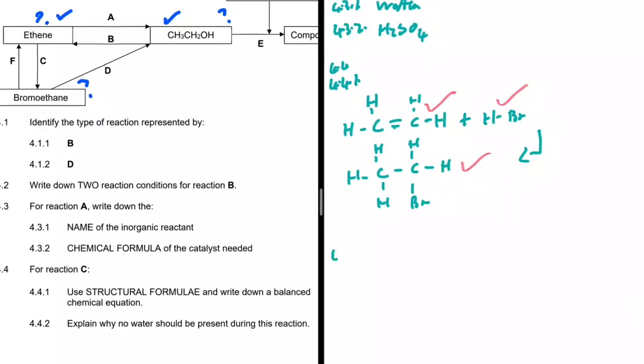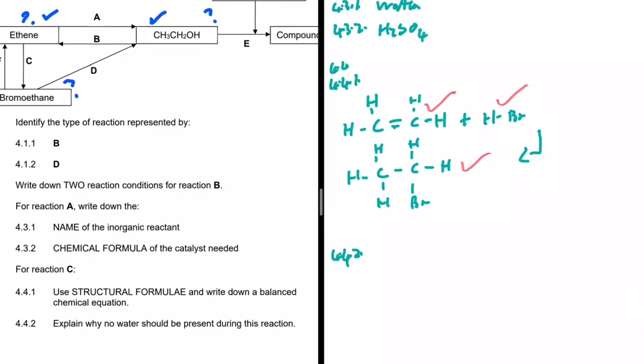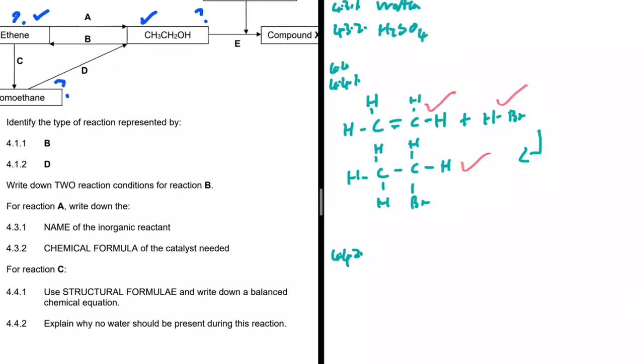Let's take a look at 4.4.2. Explain why no water should be present during this reaction. We are avoiding the formation of OH instead, right? If you have water, it's very possible that instead of having Br there, you might have OH. So that is what we are running from. Yes, we are trying to avoid the formation of the hydroxyl group, right? That is 4.4.2.